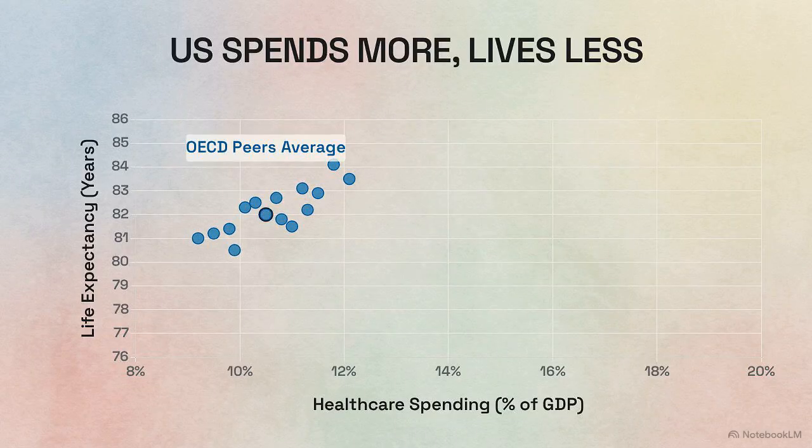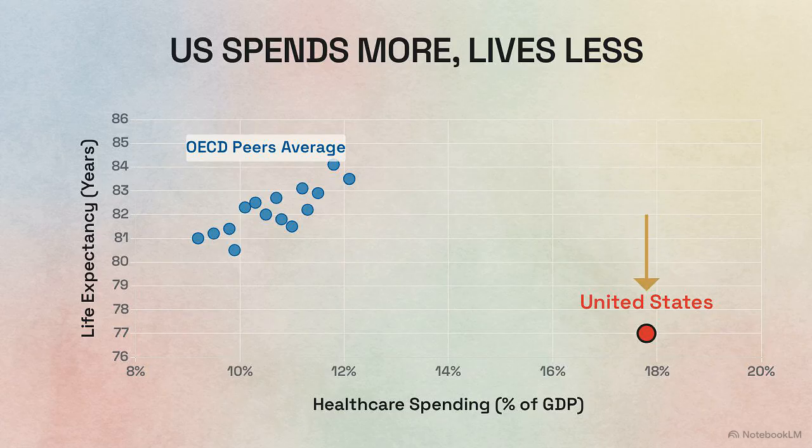The OECD is the Organization for Economic Cooperation and Development, an intergovernmental group of mostly high-income countries. As you can see on the horizontal axis, the United States spends 17.8% of its total GDP on healthcare. That is nearly double the average of its economic peers.